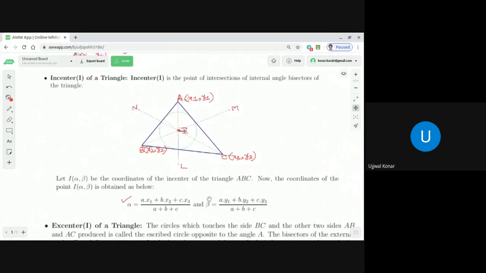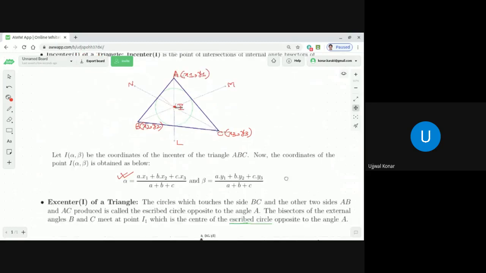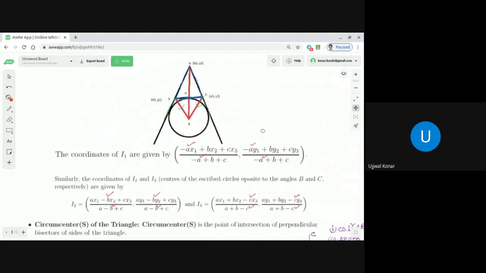And similarly, you can find the derivation of the coordinates of the incenter, as you see here. But very frankly speaking, as far as your entrance exam is concerned, you just need to remember these centers and apply them while solving the questions. In a similar manner, the excenter coordinates are given here.